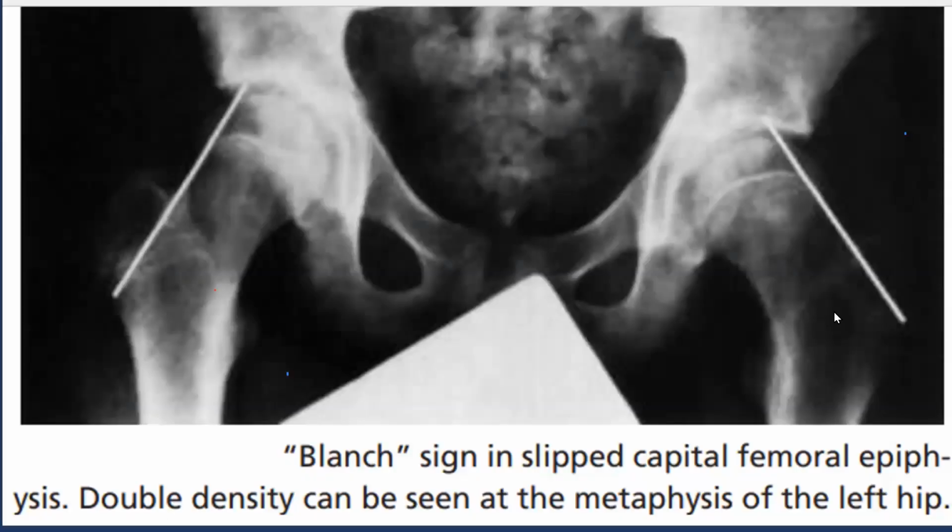This shows you the blanch sign, which is more apparent. It's a double density line area. It's more apparent on the left hip. You see, it's more concentrated. On the right-hand side, you don't see it concentrated. Over here, you see the overlap. This is called the metaphyseal blanch line.